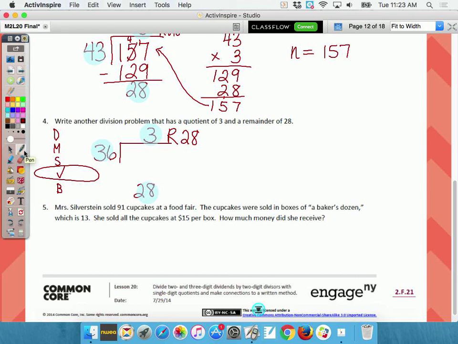All right, so how do we figure out the dividend? 36 times 3. Okay, 36 times 3. Don't shout out any answers. And then add my remainder, correct?